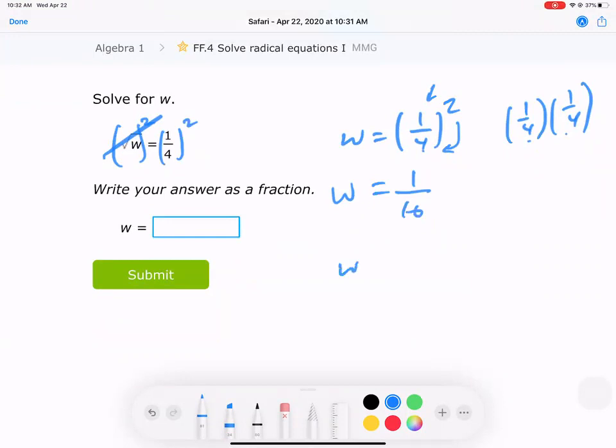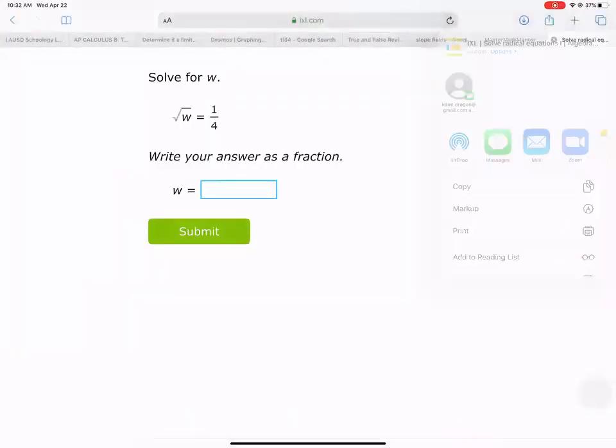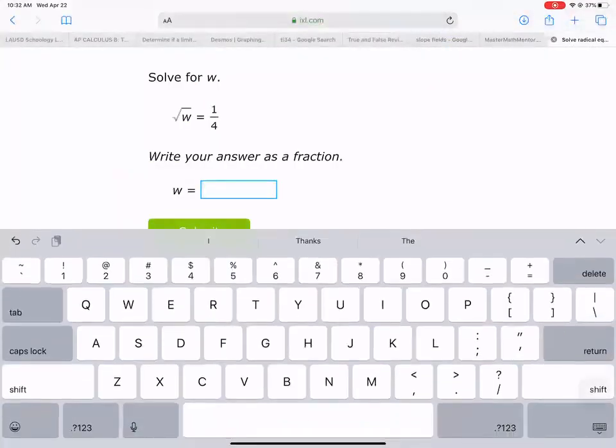If I give you another example, what's the square of 1 over 5? You square the top, 1 times 1 is 1. And 5 times 5 is 25. Let's go ahead and plug in our answer. We said it was 1 over 16.